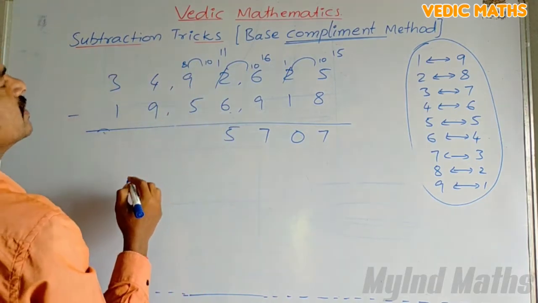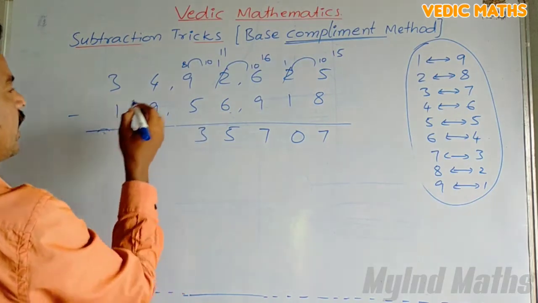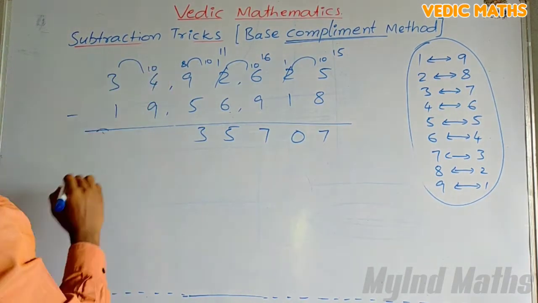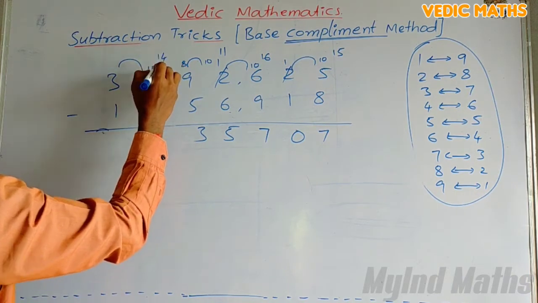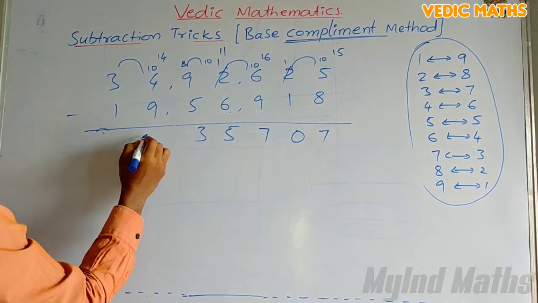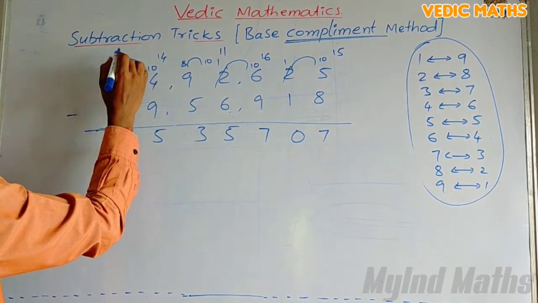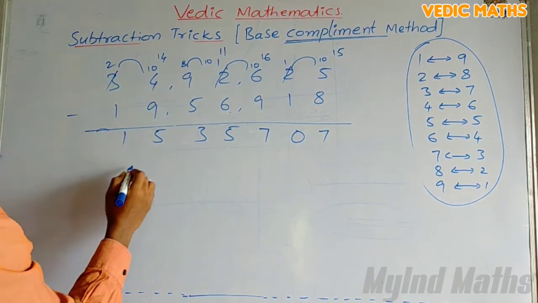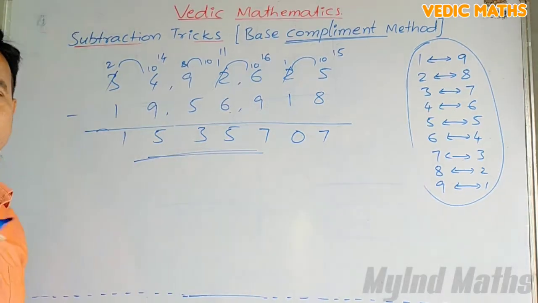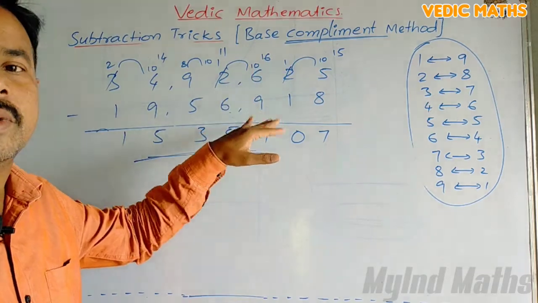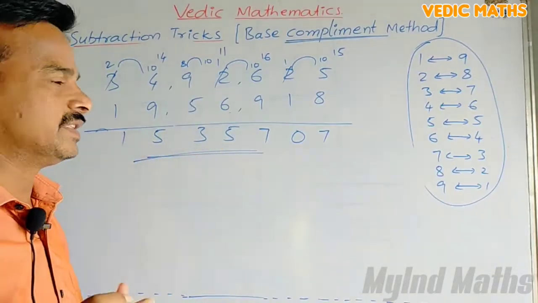8 minus 5 is equal to 3, and next 4 minus 9 is not possible, so borrow 10 and it becomes 14. 14 minus 9 is equal to 5, and next this becomes 2. 2 minus 1 is equal to 1. This is the regular method, and it is very confusing, and maybe we can make a mistake also.